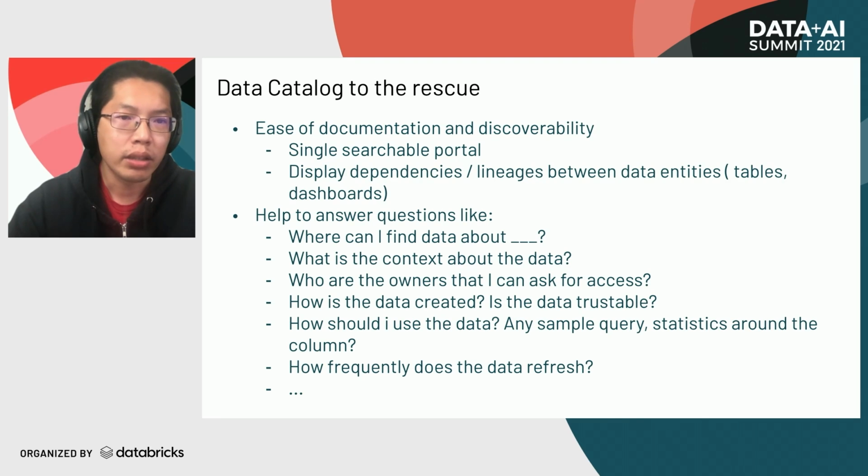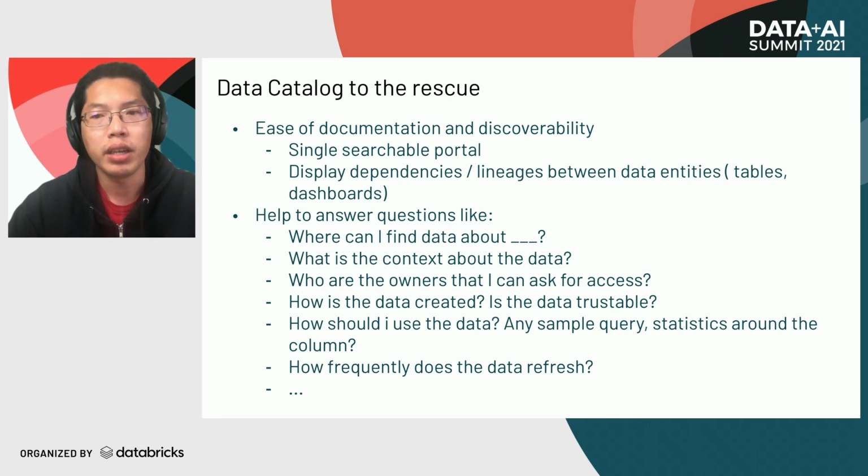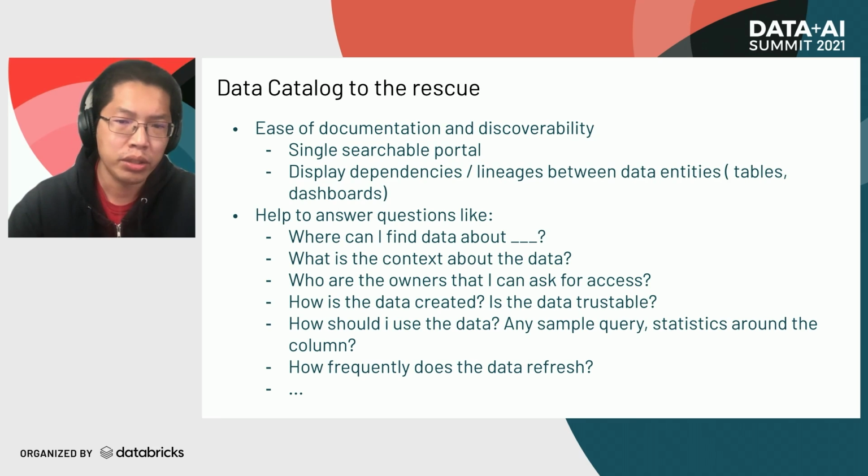So what is a data catalog? A good data catalog helps ease documentation and discovery. It provides a single searchable portal, and displays the dependency and lineage between data entities. It helps to answer lots of questions like: where can I find the data? What is the context about this data? Who are the owners? How was the data created? How frequently is it refreshed? Is the data trustworthy? Those kinds of questions.